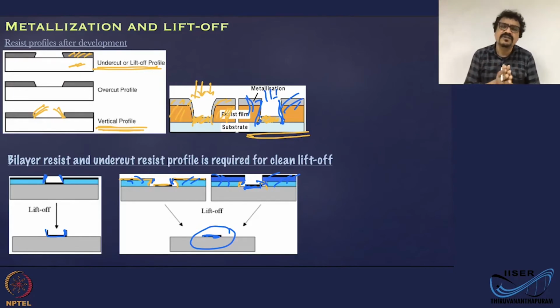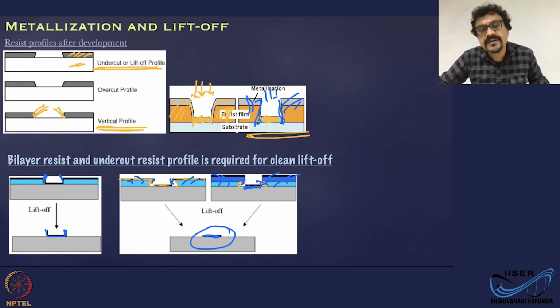Most of this lithography, especially high resolution lithography, needs a bilayer resist scheme. So you have a bottom layer which is slightly weaker, and the top layer is going to define the resolution. But the bottom layer will help you to lift off correctly.